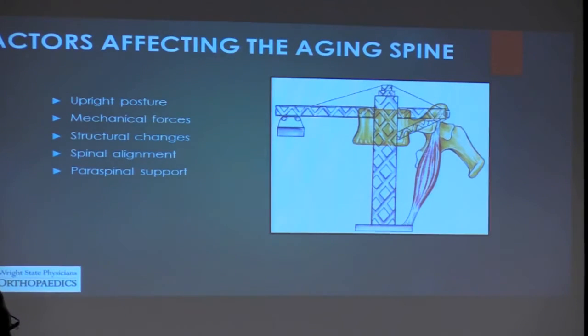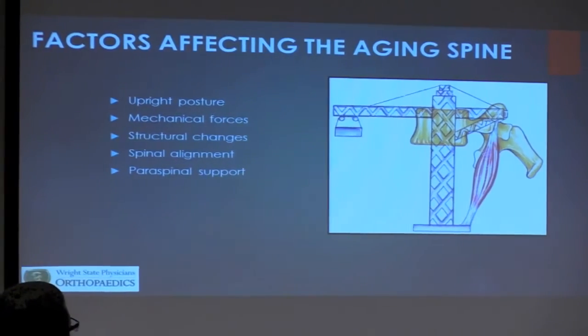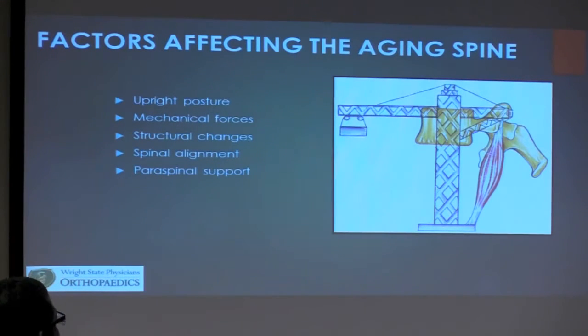So the factors that affect the spine are upright posture, the mechanical forces, the structural changes, and the spinal alignment. One of the important things in spine surgery and in spine health is maintenance of alignment. One of the problems that you get into, and we're going to be talking about osteoporotic fractures later, fractures due to osteoporosis, is that the fracture causes you to lose height, and the height typically then causes you to lean forward. So as you get more and more fractures, you keep going forwards. That means you lose your alignment.